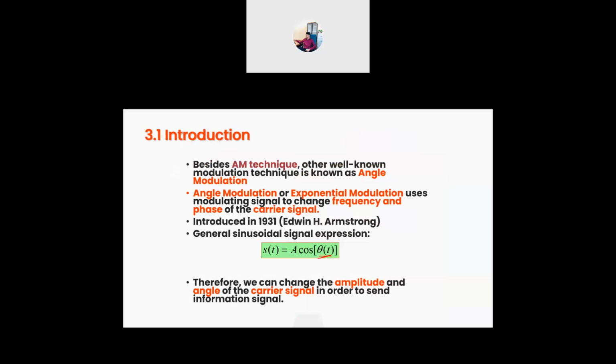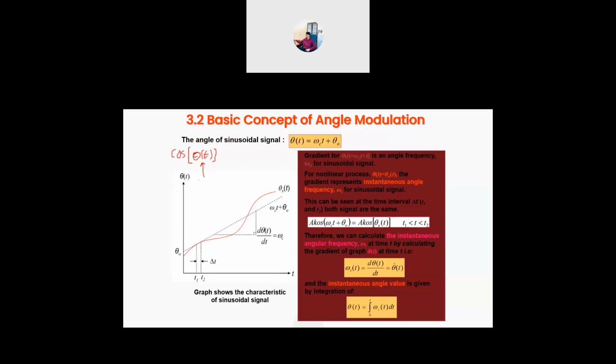Then we can break it down further. You will have ωct plus phase. So this ωct plus θ is the angle here. That's why you have θ(t) equals ωct plus θ0, which is an angle with angular frequency ωc for a sinusoidal signal.